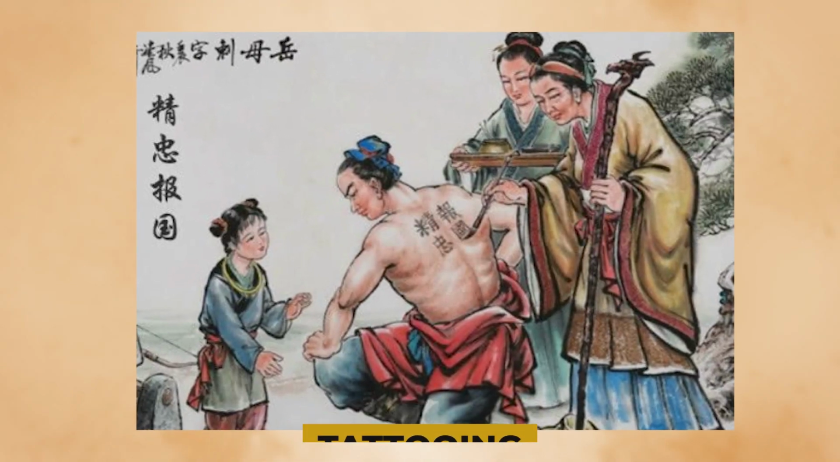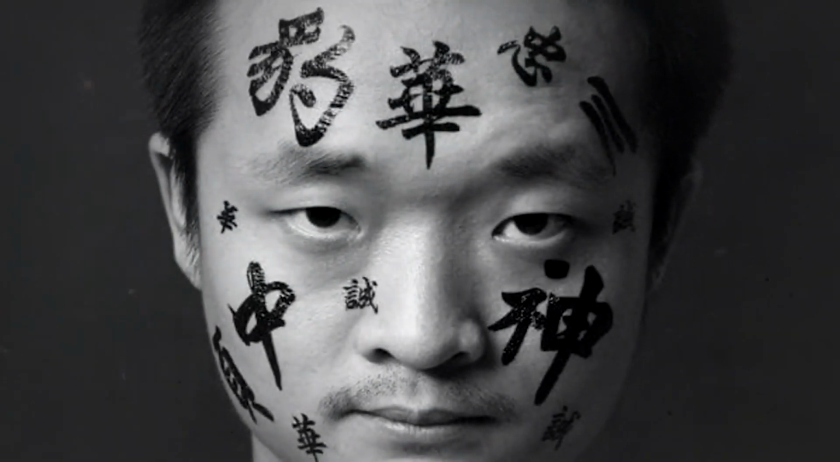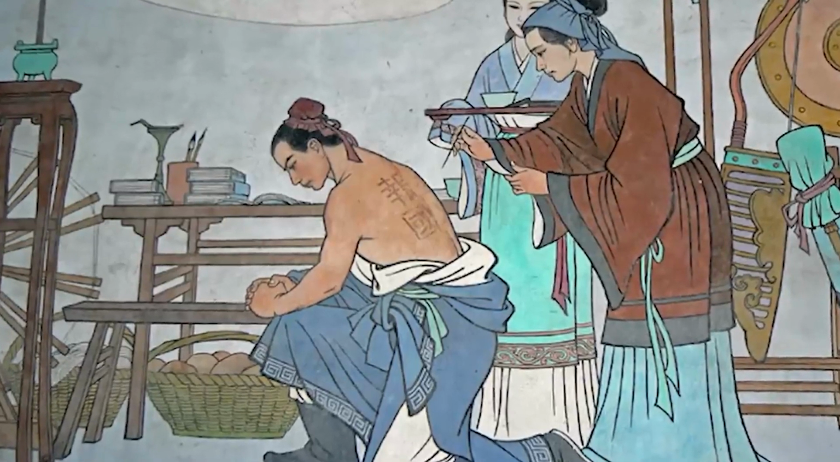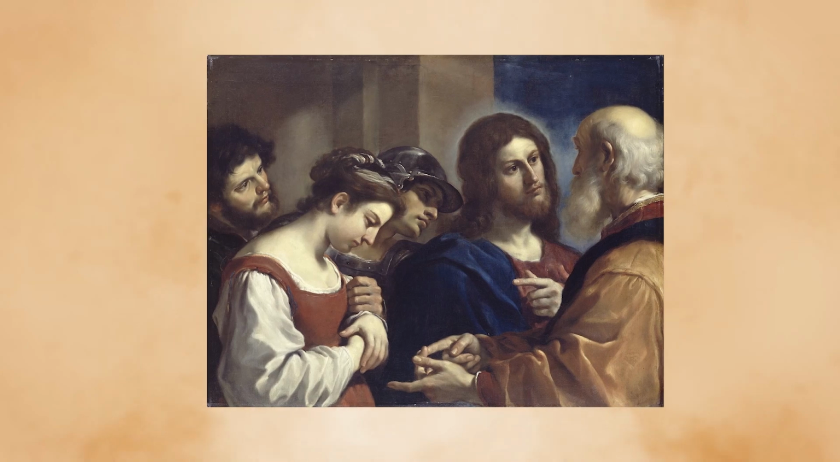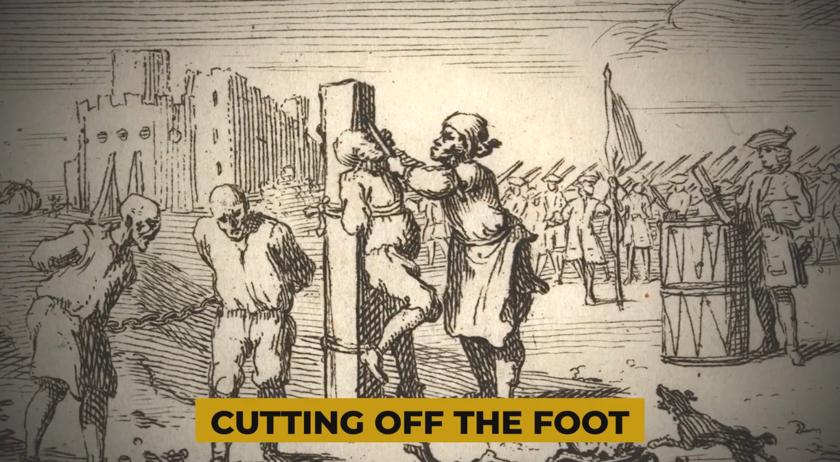This was the lightest punishment, where the offender's face or other visible parts of the body were marked with indelible ink. The tattoos usually indicated the nature of the crime or the place of exile. For example, a woman who committed adultery might have the word adulteress tattooed on her forehead. The second one was cutting of the nose.